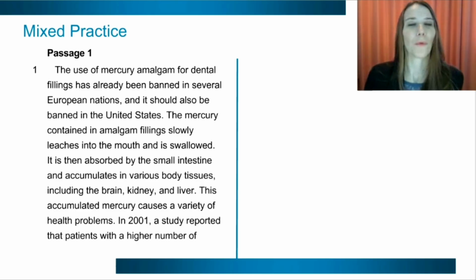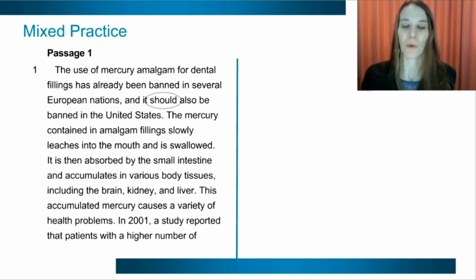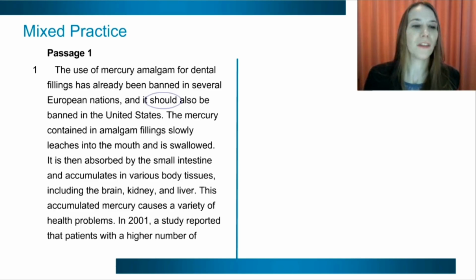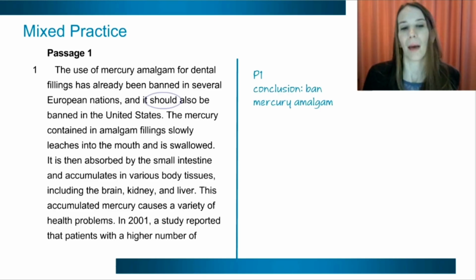Oh, we've got a really strong keyword right in that first sentence that indicates what this author's claim is. Anytime you see an author using the word "should", that is a keyword that indicates this is my opinion, or this is what the author believes. So the author believes that these mercury amalgam fillings should be banned. And that is their claim. That is the point of view of this author.